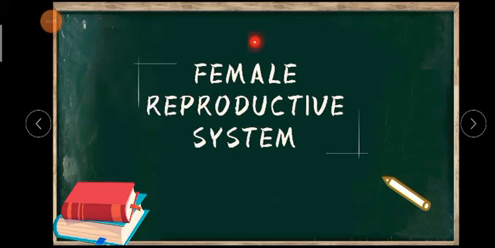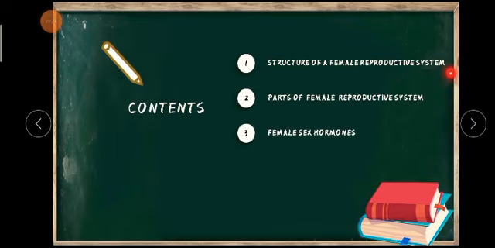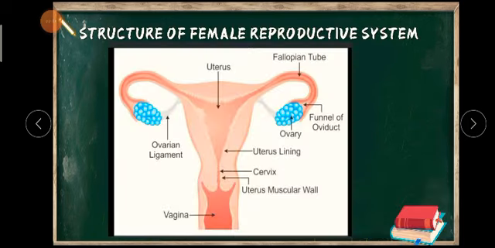The topics that we will be going through are the structure of the female reproductive system, parts of the female reproductive system, female sex hormones and fertilization. First of all, students, let us take a look at the structure of the female reproductive system, how it looks. This is a diagram that shows the female reproductive system.